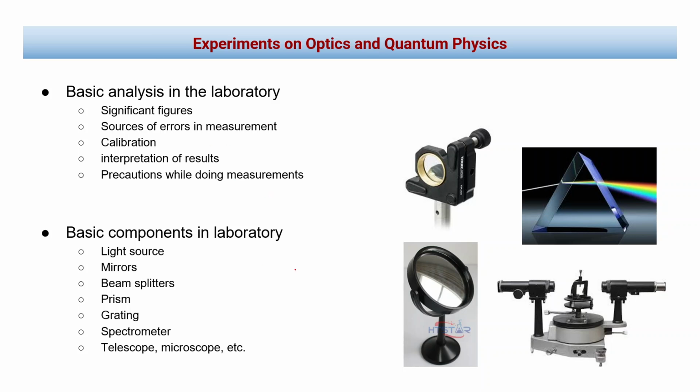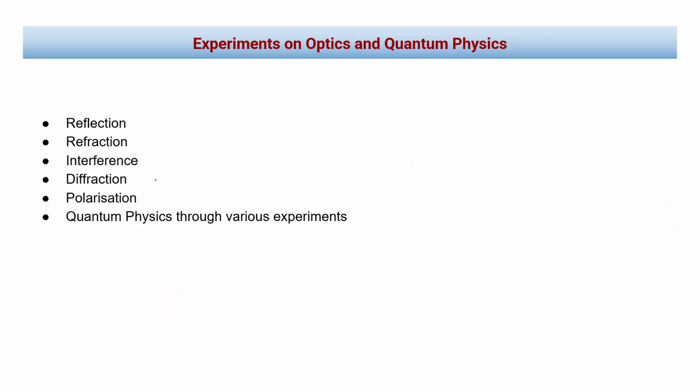Apart from this, in this course we'll get to know the basic components that we find in an optics laboratory, like light source, mirrors. There are different kinds of mirrors, different kinds of lenses, beam splitters, prism, grating, etc. So in this course the experiments will be dealing with reflection, refraction, interference, different kinds of diffraction, and different ways of polarization, like plane polarized light or circularly polarized light. Apart from this, we'll also be discussing several experiments on quantum physics.